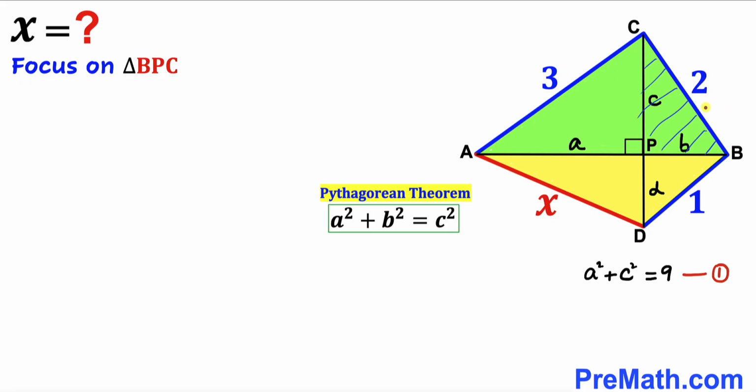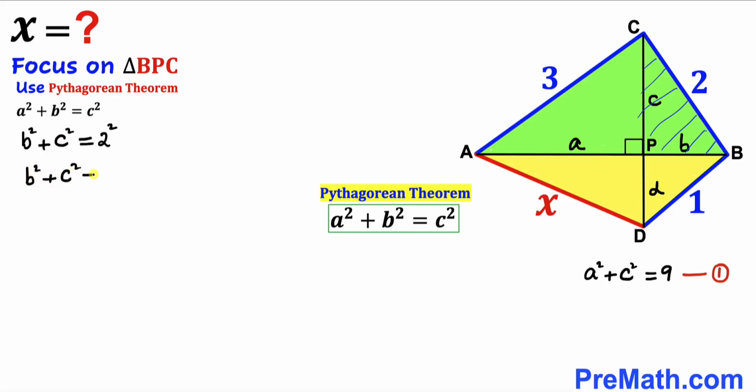Now let's focus on this other right triangle BPC, and use the Pythagorean theorem on this triangle as well. In our case, our hypotenuse is 2 and our two other legs are b and c. Let's fill in the blanks in this Pythagorean formula. We have b square plus c square equals 2 square. If we simplify, that gives us b square plus c square equals 4. I'm going to label this as our equation number 2.